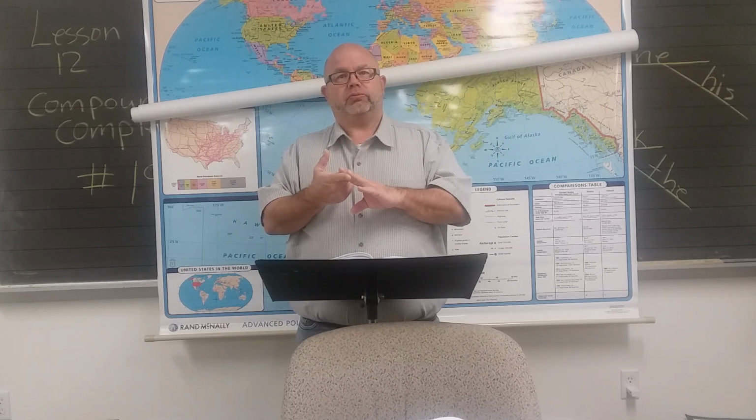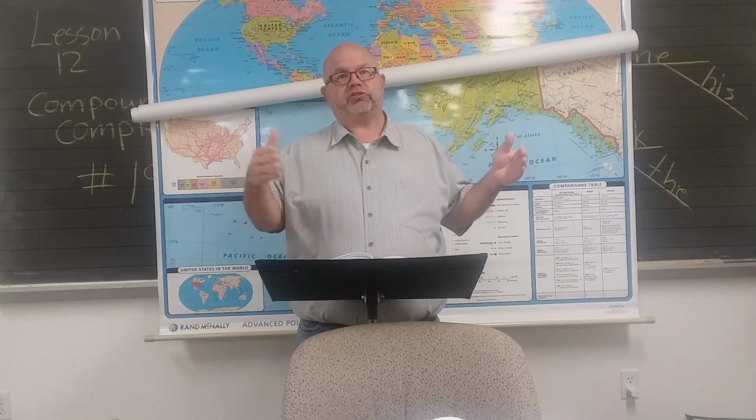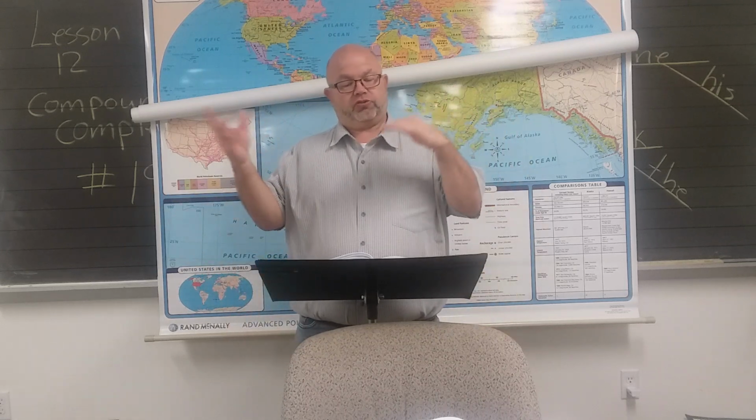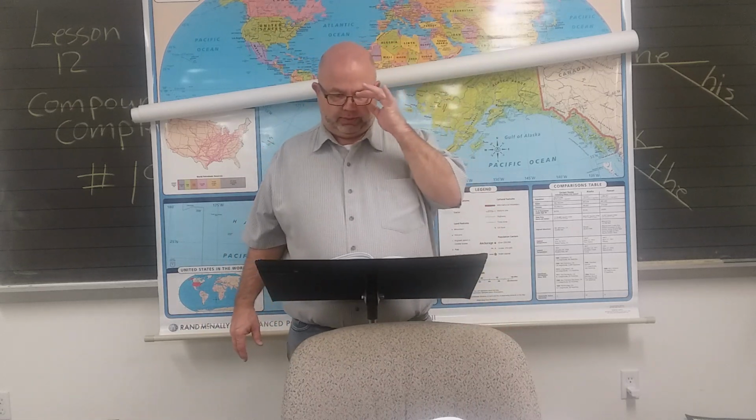compound sentences. Okay, a compound sentence is when you have two independent clauses connected by a comma and a conjunction or a semicolon. Okay, two independent clauses, two complete thoughts connected to each other, subjects, verbs in each. For example, look at number 18. Please look at number 18.